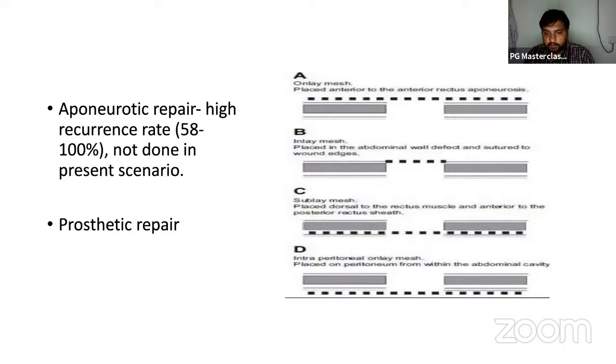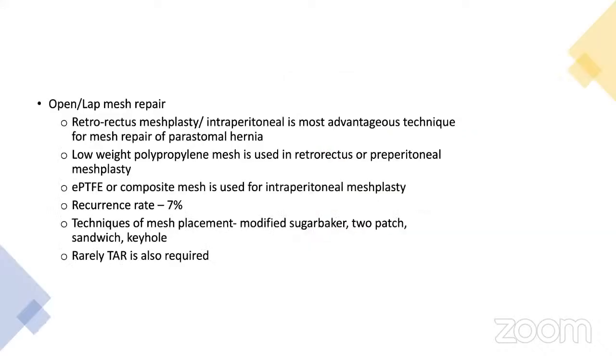Intraperitoneal onlay mesh, or IPOM, is placed in the intraperitoneal region, within the peritoneum, within the abdominal cavity. Considerations for open or laparoscopic prosthetic repair: retrorectus meshplasty or intraperitoneal meshplasty is the most advantageous technique. Low weight polypropylene mesh is used in retrorectus or preperitoneal meshplasty, and EPTFE or composite mesh is used in intraperitoneal meshplasty, with the side towards the bowel made up of inert material. Biological mesh can also be placed, but it is very expensive.